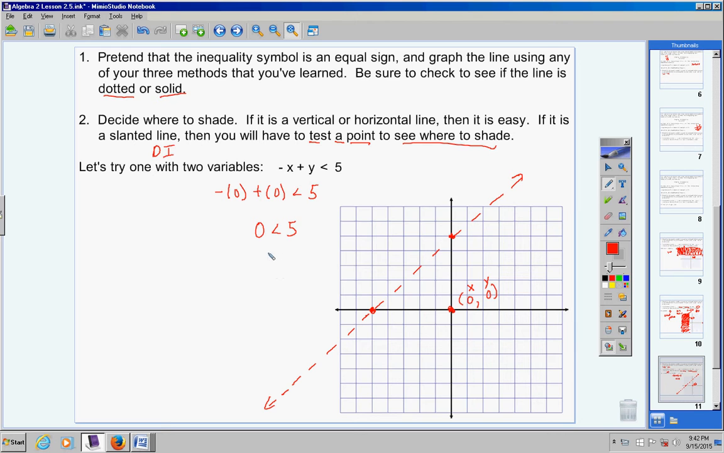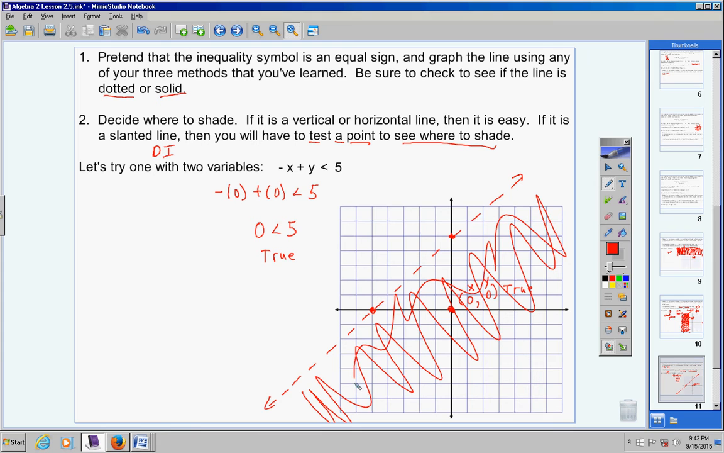Think of a number line. Is 0 less than 5? Well, that's true. So if that's true, that means this point gives you what type of statement? True statement. So if this point is true, that means that point should be part of your solution. So if this point is part of your solution, then you shade where that point is. And that's it. That easy.